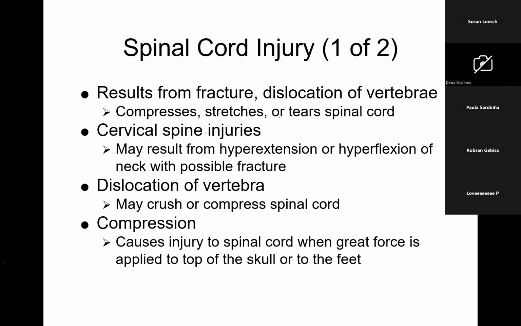Cervical spine injuries come from hyperextension or hyperflexion of the neck with possible fracture. So usually we'll have damage to the disc and the ligaments. This can cause dislocation, loss of the alignment of the vertebrae, compression of the spinal cord. It can be some injury that causes dislocation of the vertebrae, and that can crush or compress the spinal cord and compromise the blood supply.